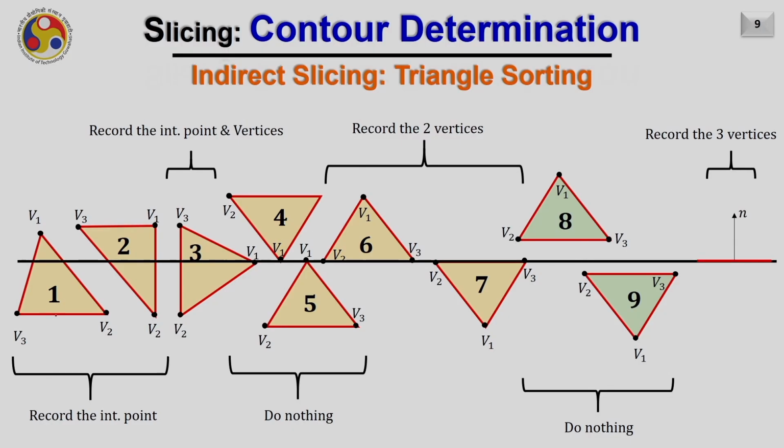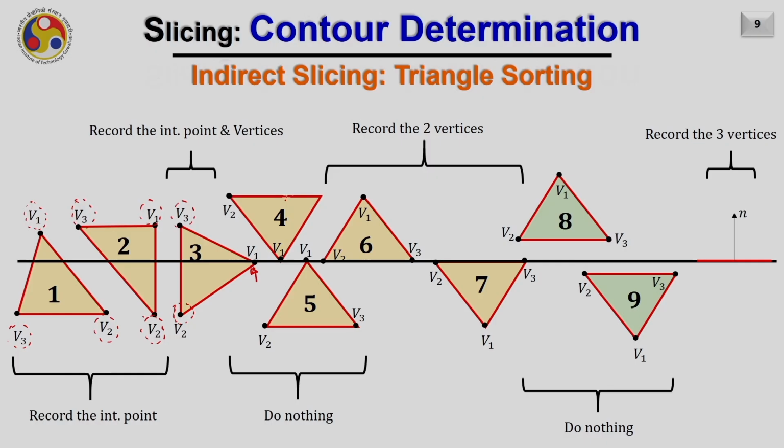It could be that one vertex of the triangle is above the slicing plane and two vertices are below the slicing plane. Or it could be the reverse case, where two vertices are above the slicing plane and one vertex is below the slicing plane. Or it could be one vertex is above the slicing plane and another vertex is below the slicing plane, and the third vertex is exactly on the slicing plane.